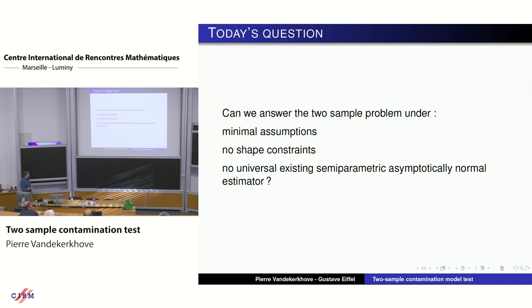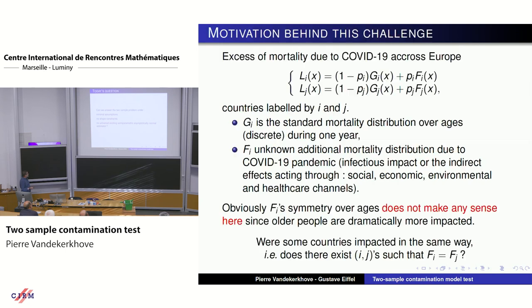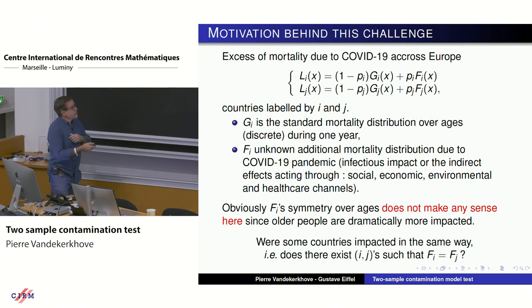So what do we do? The motivation behind this challenge was to analyze the excess of mortality due to COVID in the early times of the COVID-19 pandemic, okay? So we studied the mortality of, let's say, two countries, I and J, and wanted to test if the unknown component due to the COVID, because, okay, we identify standard mortality in these countries, plus an effect due to COVID.